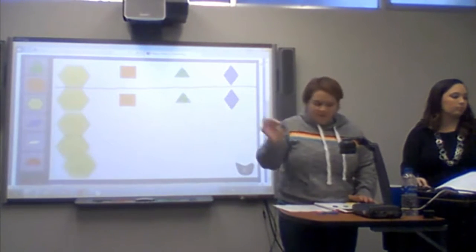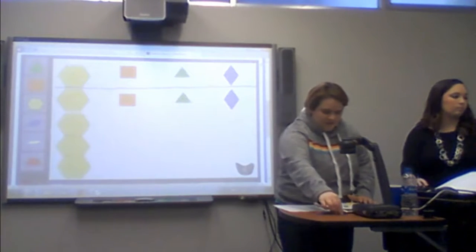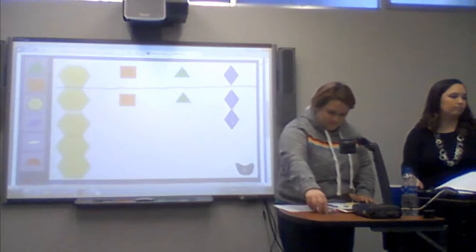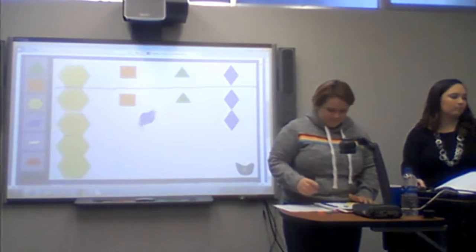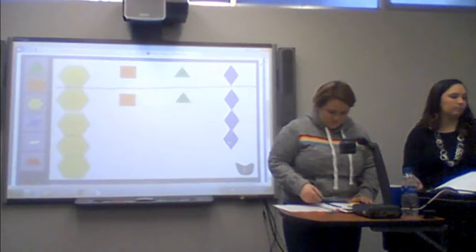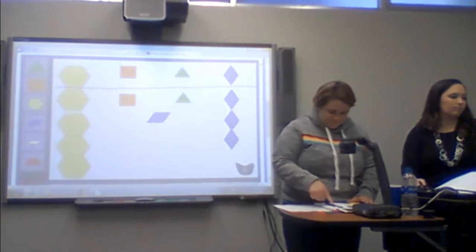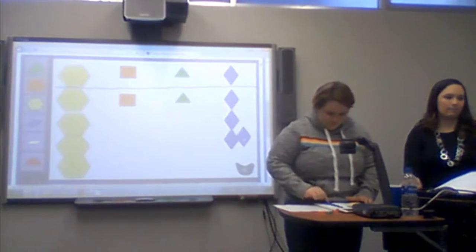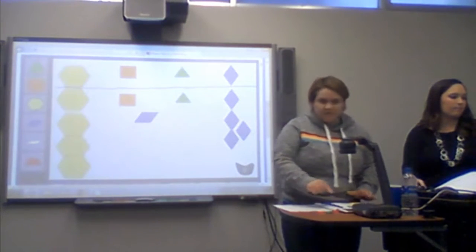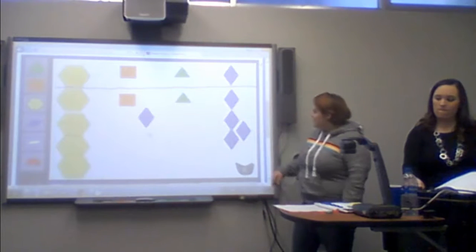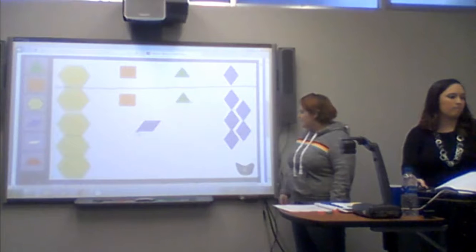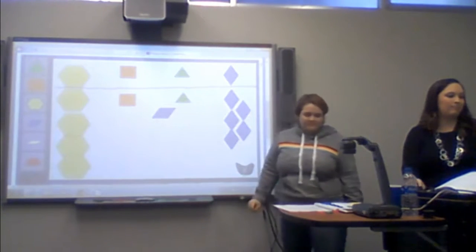Then I have one rhombus, another rhombus, another rhombus, and another rhombus, and then our last rhombus. So I have 1, 2, 3, 4, 5, 6 rhombuses. And we're going to count the ones under the line, not the one up top. 1, 2, 3, 4, 5, 6.